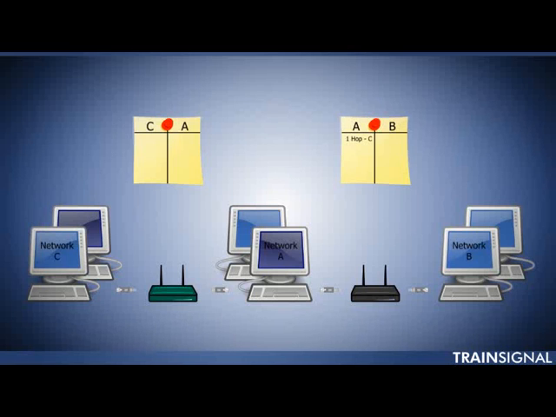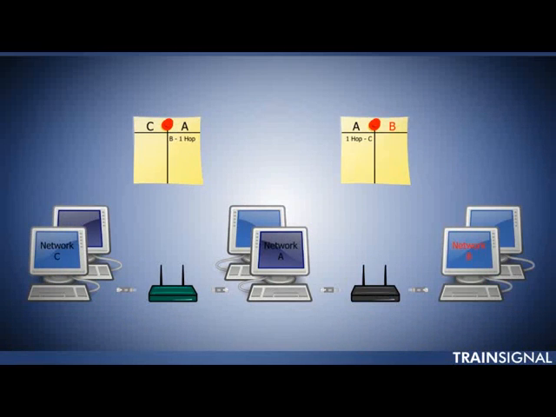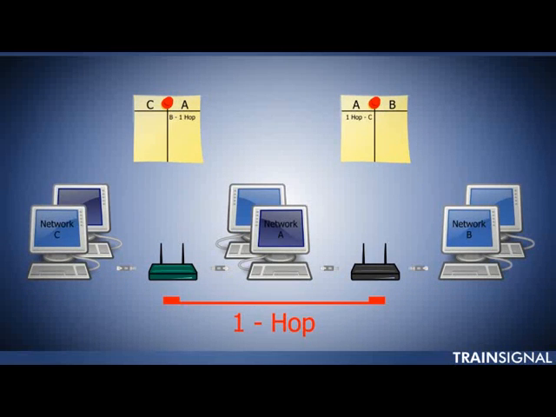Okay, and so now as you can see, this other router has gone ahead and made an entry that says if anyone is looking for network B, well, it's going to be a router that's connected to network A, which I'm also connected to, and again, it will be one hop.